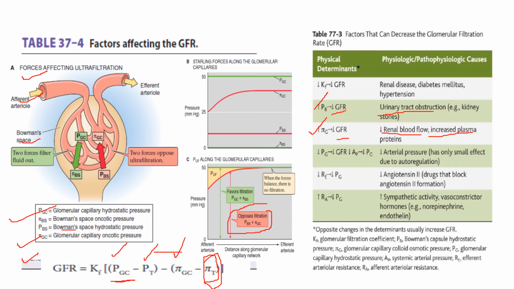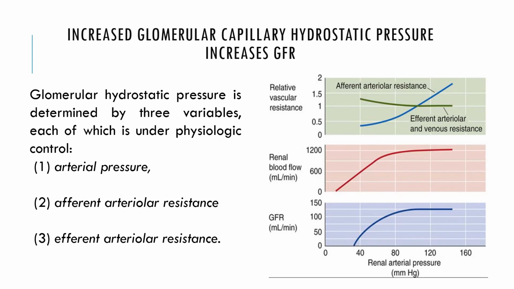Now, we want to know how the hydrostatic pressure of the glomerular capillary is affected by different factors in our body. This PGC, the glomerular capillary hydrostatic pressure, if it is increased, will increase the GFR. What are the factors affecting this PGC? It is affected mostly by three factors: one is the arterial pressure, that is the blood pressure, and the others are the afferent arteriolar resistance and the efferent arteriolar resistance.